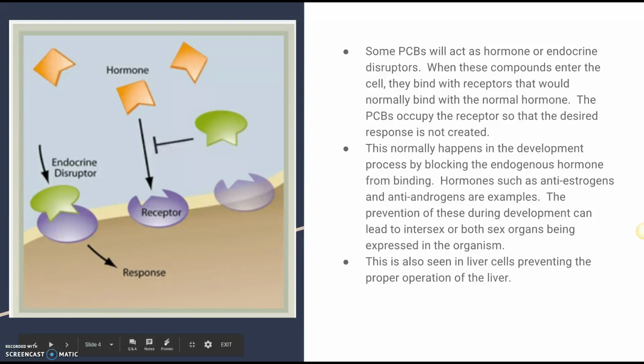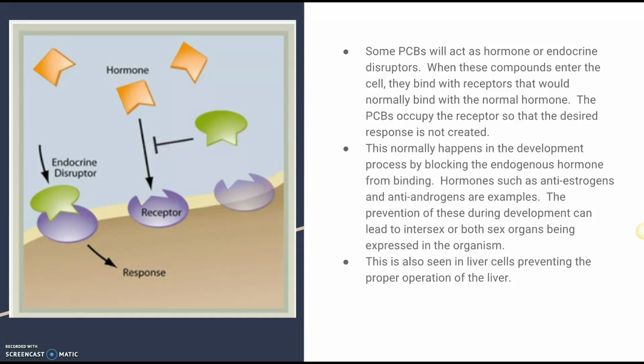But what these PCBs do is that they disrupt the endocrine receptor. So the anti-estrogens cannot get through, or the anti-testosterone hormones cannot get through, and therefore they still are being able to be expressed in the organism. So it prevents them from actually stopping the other hormone from creating.